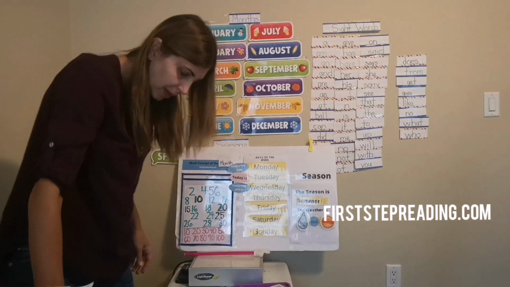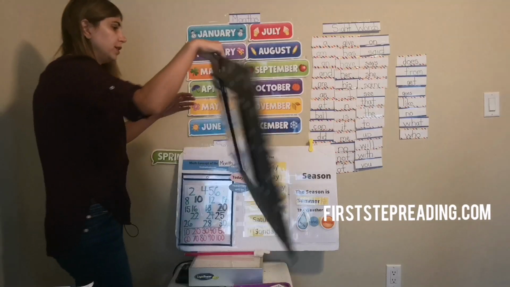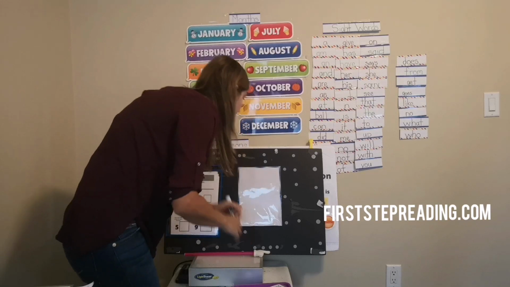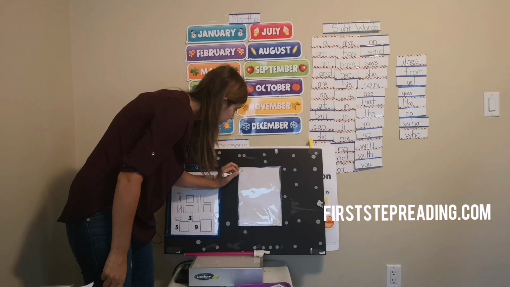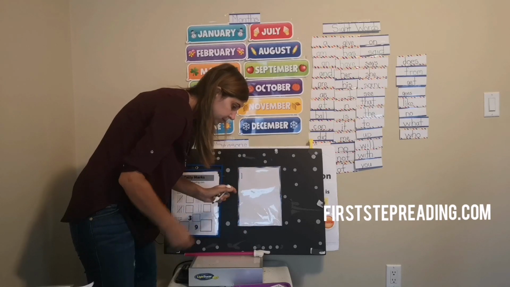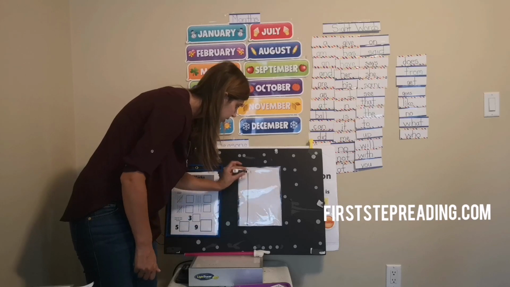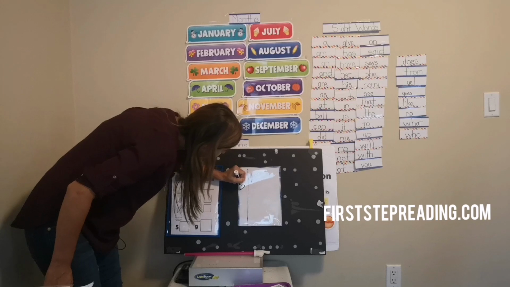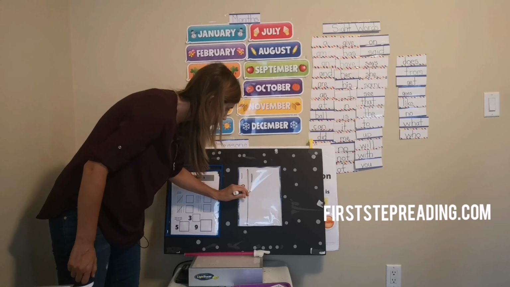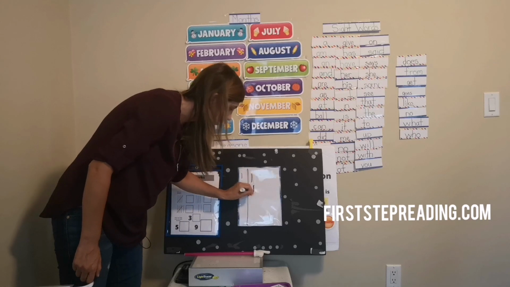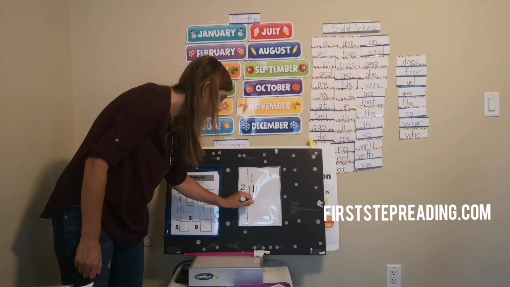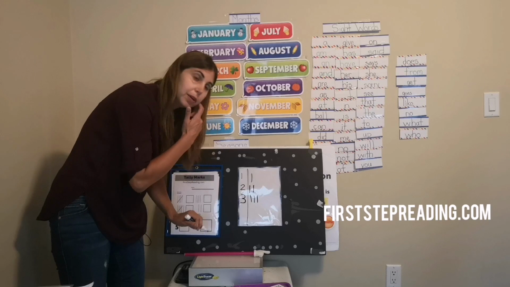Now I'm going to do math. And this week we're talking about tally marks. Okay? This is the number 1. This is 1 tally mark. This is the number 2. This is 2 tally marks. This is the number 3. This is 3 tally marks.